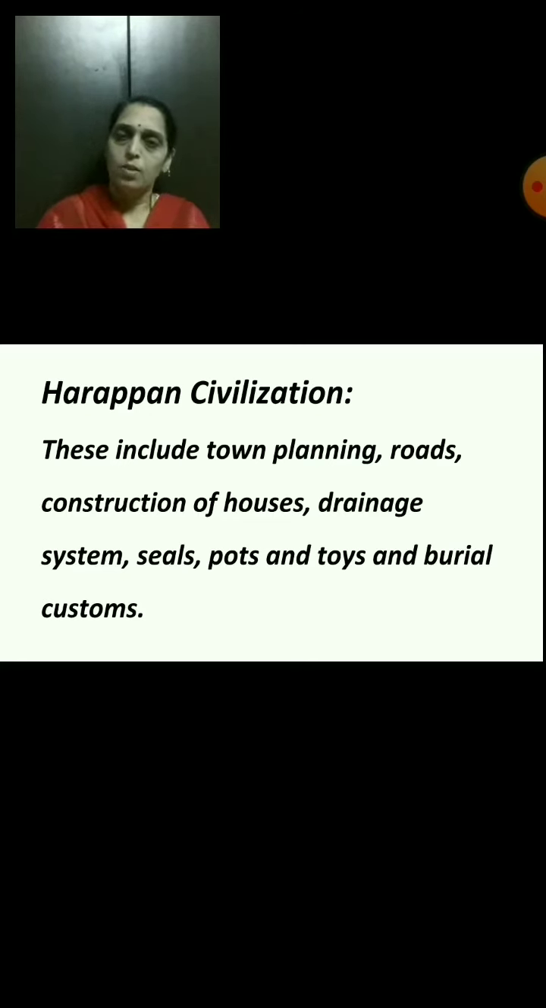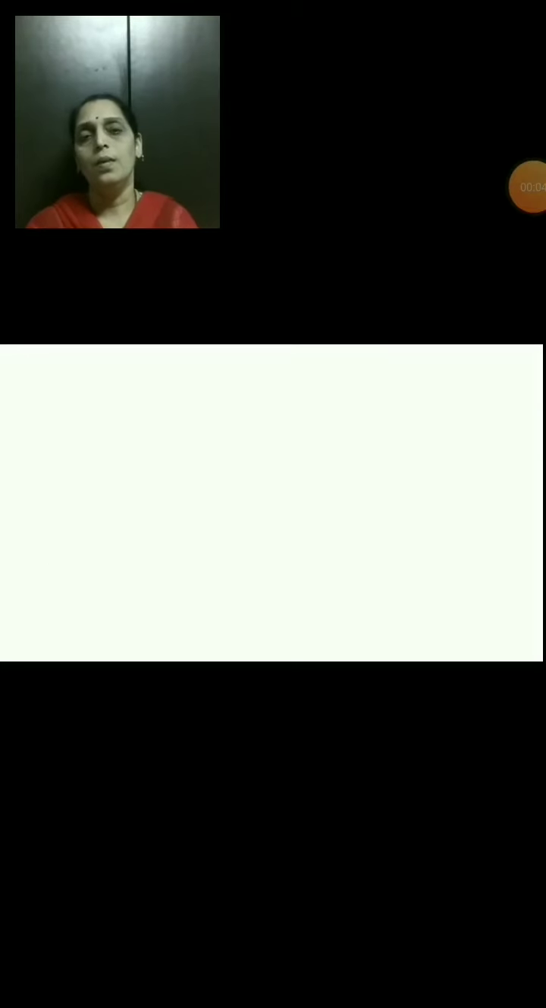Students, now just tell me, what are the characteristics seen in all the places of Harappan civilization? Yes? What will be the answer? Yes, right. The characteristics seen in all the places of Harappan civilization include town planning, roads, construction of houses, drainage system, seals, pots and burial customs. Very good. And now let's see their housing and town planning.